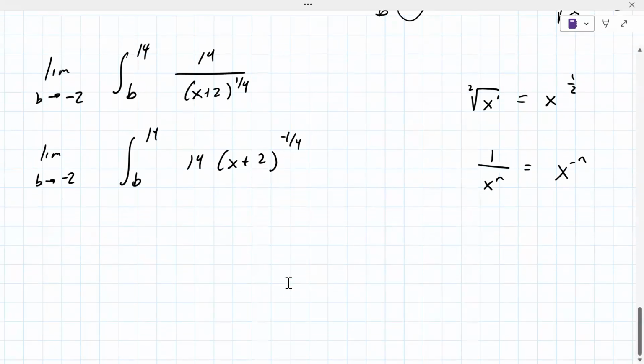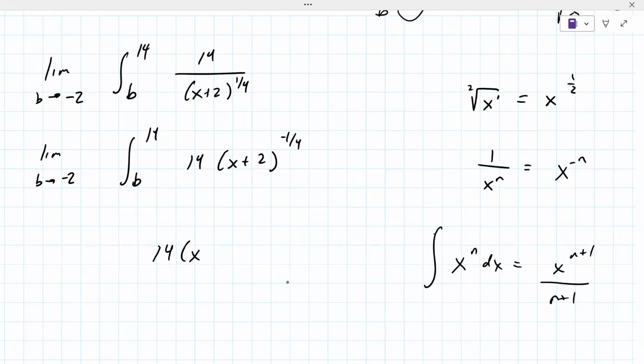Okay, so the integral rule is when you have x to the n dx, you add 1 to the exponent and divide by the new exponent. So you add 1 to the -1/4 and you divide by the new exponent.